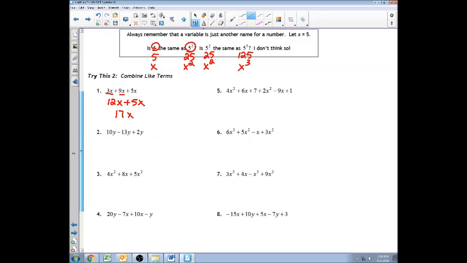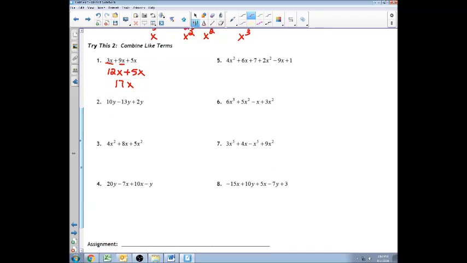I'm going to now jump down to 4. Actually, let's go to 3 first. Just like we talked about with the different exponents, I cannot combine this 4x squared and that 8x. The 8x is something different than the 4x squared. But I can combine the 4x squared and the 5x squared. Well, 4x squared plus 5x squared will get me 9x squared. The 8x is just by itself, so I'm going to keep the sign, plus 8x. That would be our final answer.